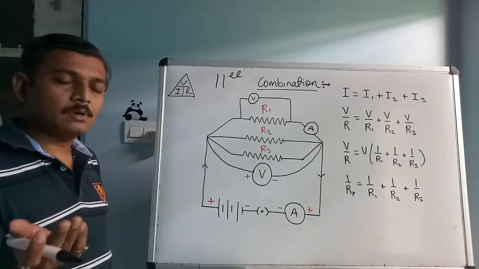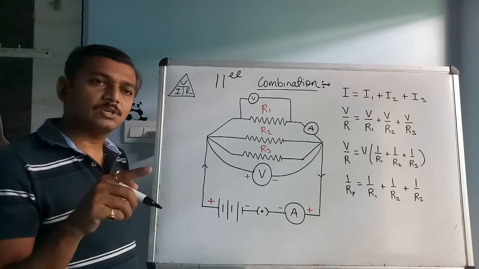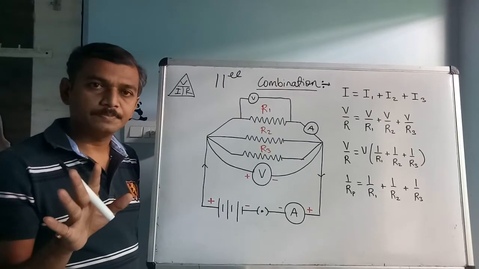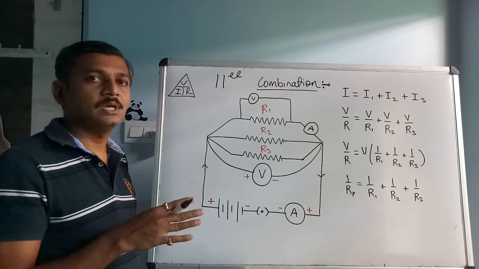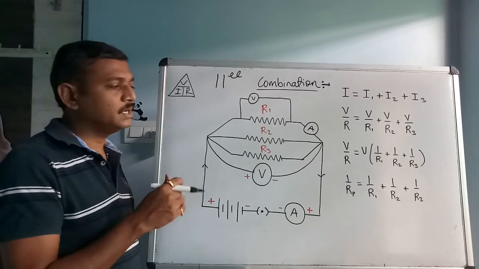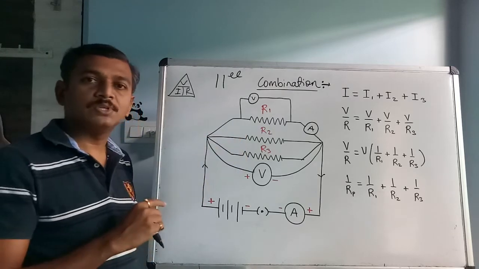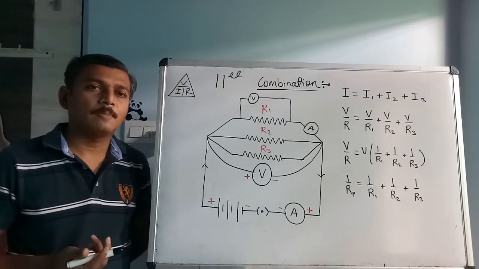Another difference between series and parallel is, in series combination the current flowing through all the resistances is the same, but with parallel combination it is not like this. When the current flows, it gets split into the parts through which it is flowing. So this is all about series and parallel combination.